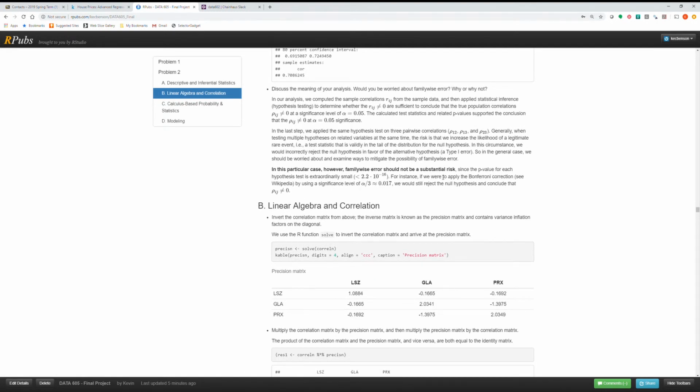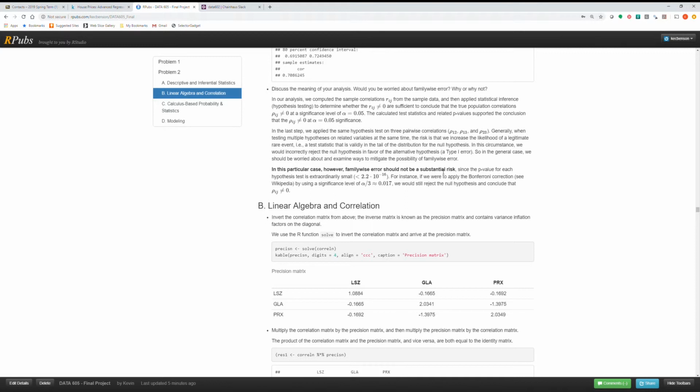In the next section, we're asked to discuss the meaning of the analysis and whether there's family-wise error. What we've done is we've established that the sample correlation estimates suggest that the true population correlations are non-zero at a 5% level of significance. And we've also computed 80% confidence intervals. In terms of family-wise error, it's something to think about whenever you're doing a series of hypothesis tests, particularly if they're related on a similar data set.